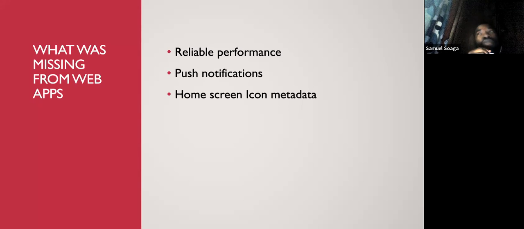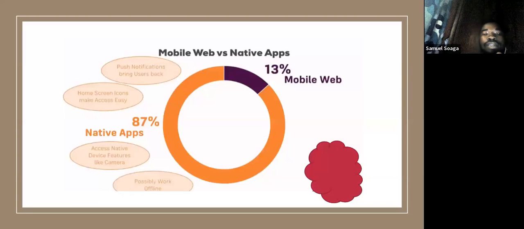So even though you've forgotten about an app, maybe there's a promo or something, then a push notification just pops up and you go back into the app. So things like that make people use the app more. They build user engagement. Then there is no home screen icon metadata. So we needed web apps to be able to live on our home screen the same way native mobile apps did. But web apps do not have that.